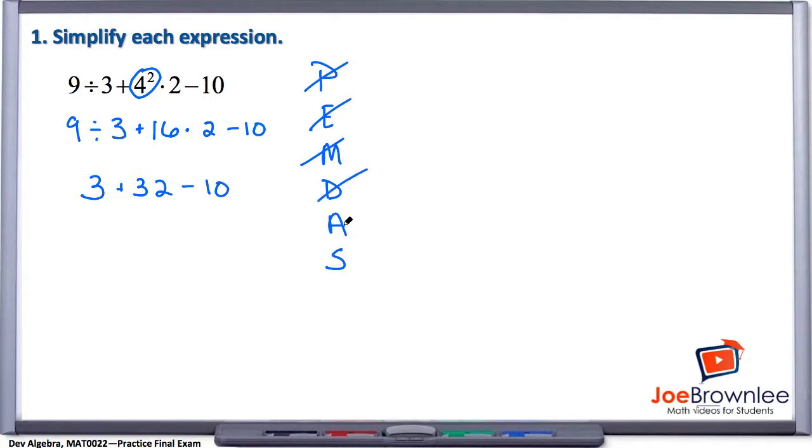Last, we have addition and subtraction, and again, we perform addition and subtraction left to right. So we start at the far left and work our way right, and we perform addition and subtraction in whichever order we find it. So we have 3 plus 32, so that gives us 35 minus 10. So in this case, the only operation we have left is subtraction, and we know 35 minus 10 is 25. And so there we have it, 25, the answer to number 1.